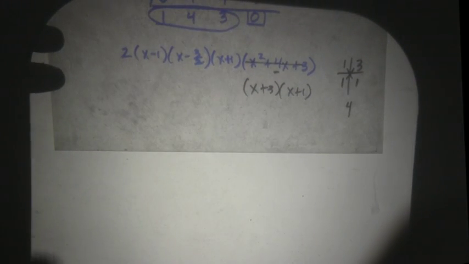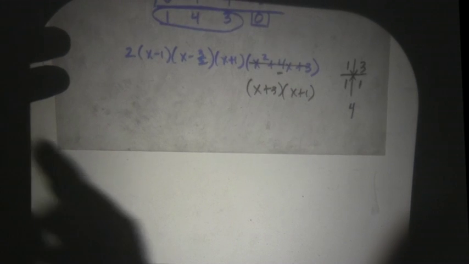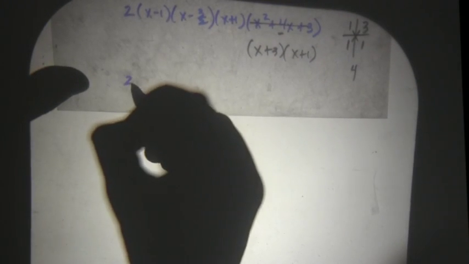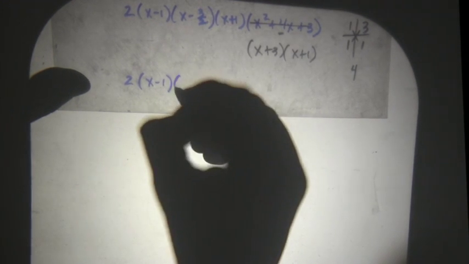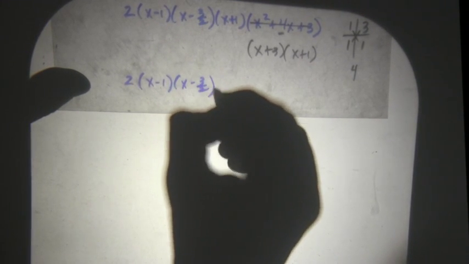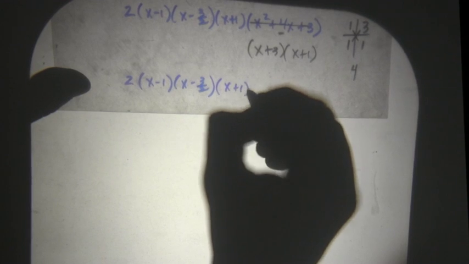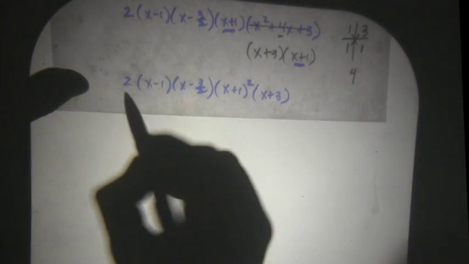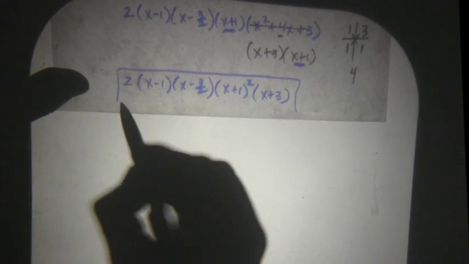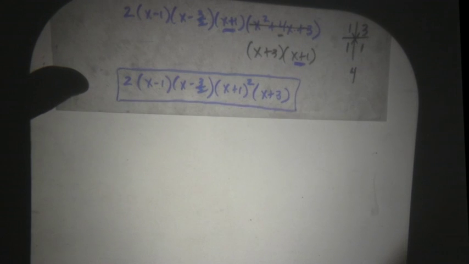So at the very, very end, we can finally completely factor this polynomial. We had the 2. We have x minus 1. We have x minus 3 halves. We have x plus 1 twice. We have it here, we have it there, so it's squared. And we have x plus 3. Finally, 10,000 years later, we have our factored polynomial.